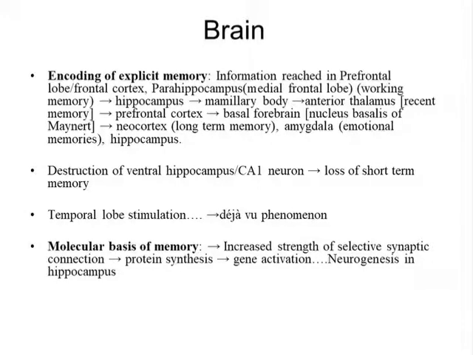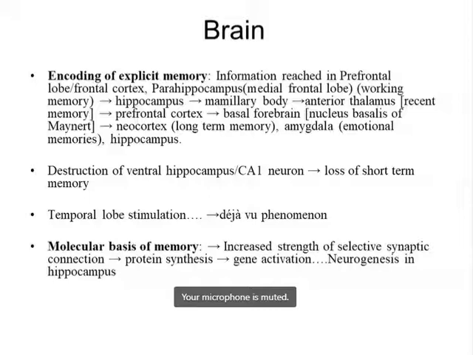It is a French word. Déjà vu means I have seen it before. The molecular basis of memory is increased strength of selective synaptic connections. That means there will be more synaptic knobs and synaptic spines, because synaptic spines are nothing but proteins. So protein synthesis will be more, gene activation will be there, and ultimately there is some neurogenesis in the hippocampus, and that increases the memory.